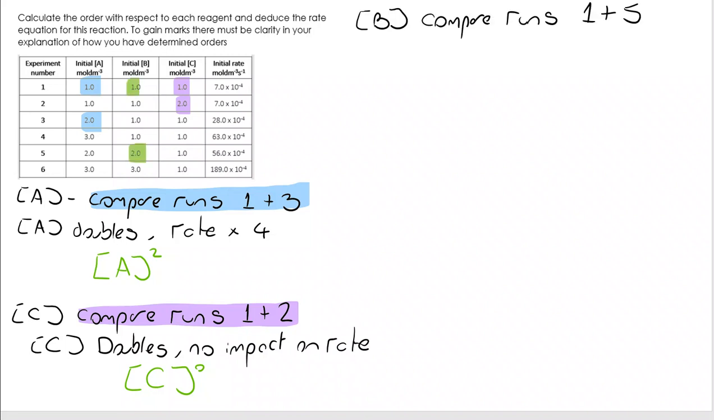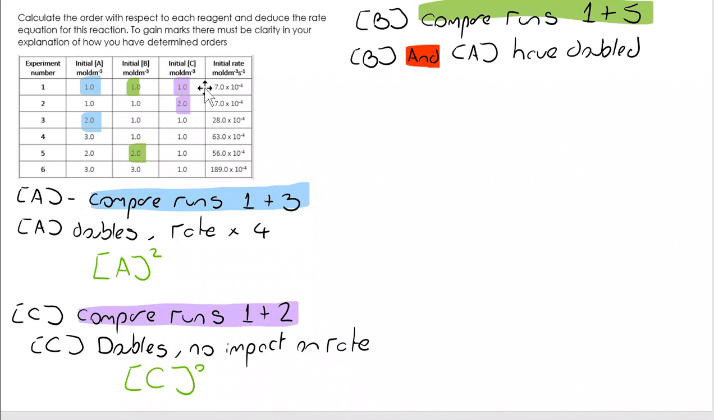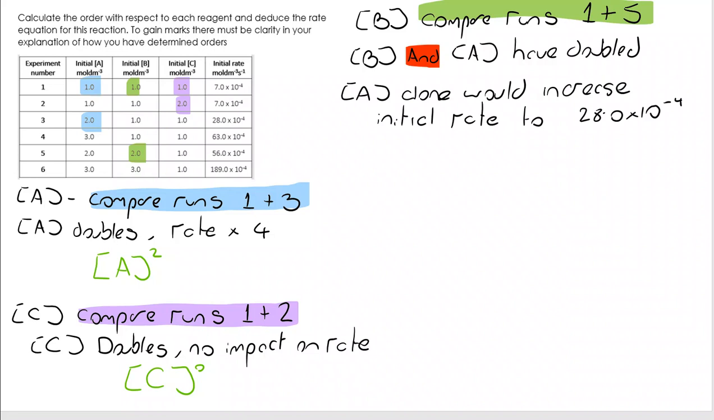And for this I'm going to compare experiments 1 and 5. And here's where these questions can get a little bit more complicated. Because if I compare them, you can see that B and A have doubled. But I already know what impact A would have. A doubling would have quadrupled because we know it's second order, and that would have taken it to 28 by 10 to the minus 4.